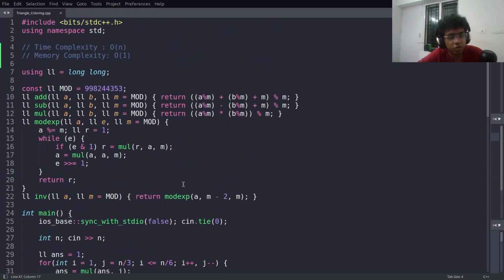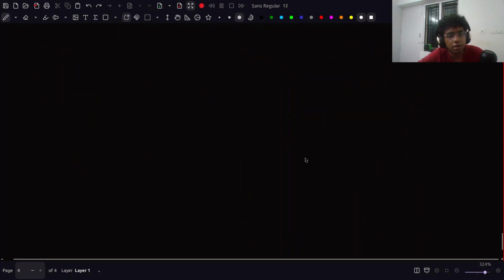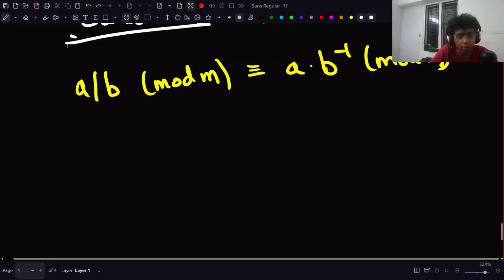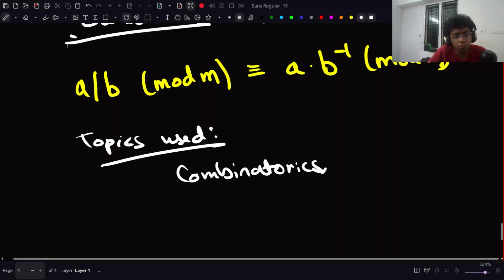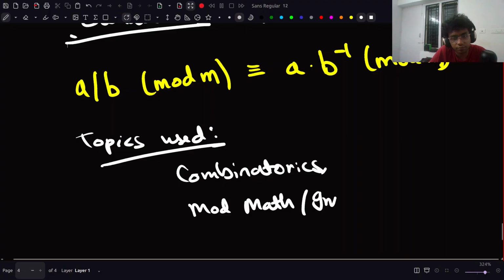So very clean and efficient code. O of n time complexity, O of 1 memory complexity. The topics used here are basic combinatorics and modular math, the mod inverse idea. So that's about it.